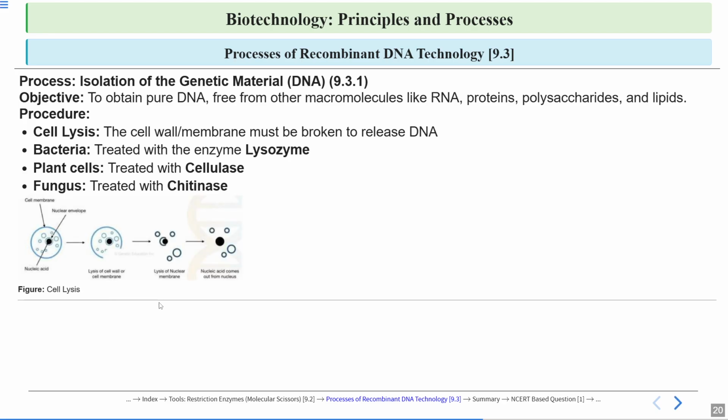And this is the pictorial representation of how cell lysis happens. So this is the cell membrane, this is the nuclear membrane, this is the nucleic acid. Lysis of the cell wall or cell membrane happens, and then lysis of the nuclear membrane happens, and this nucleic acid comes out from the nucleus. This is what we wanted at the last.